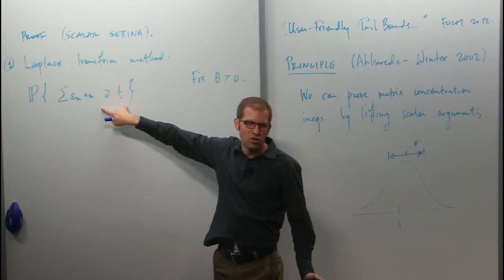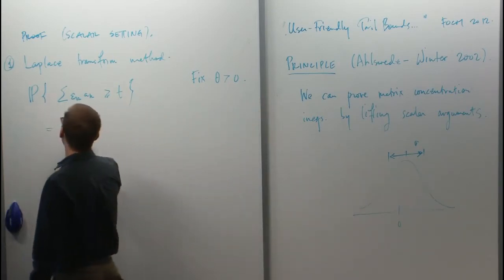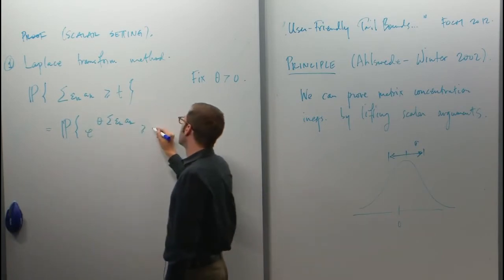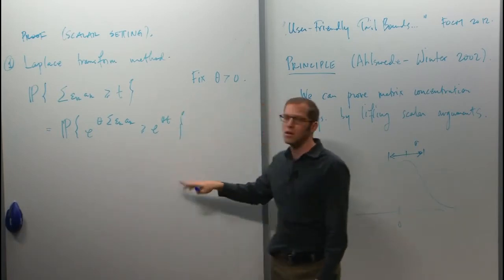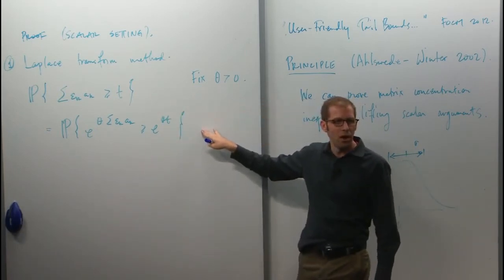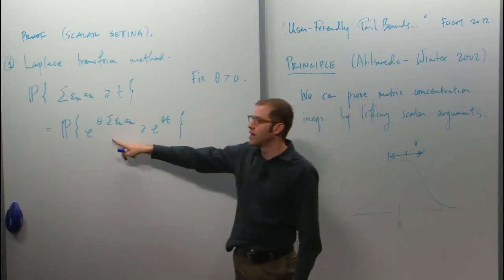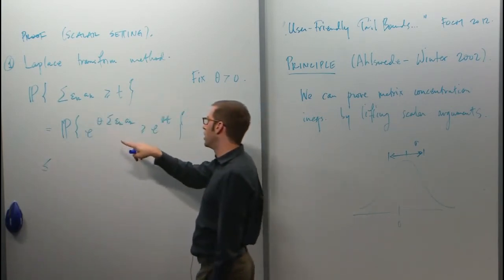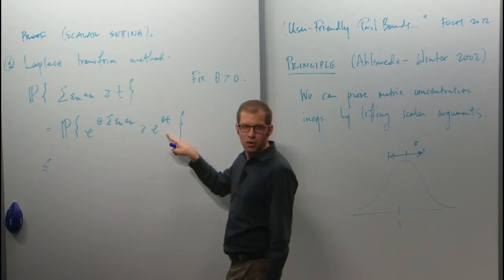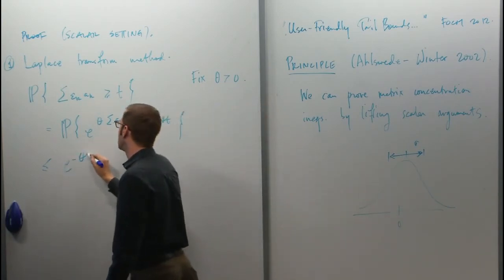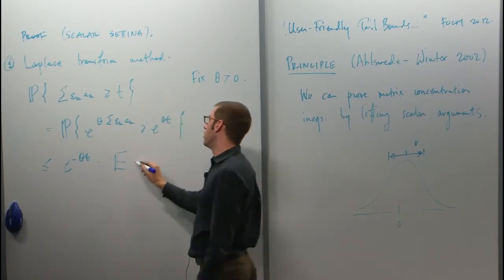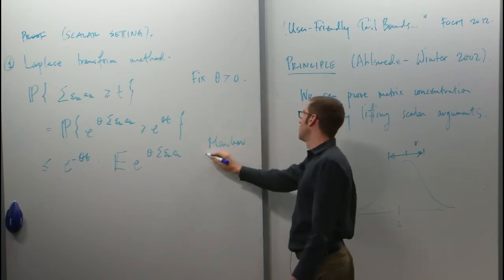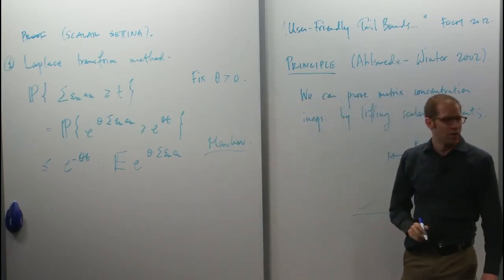The exponential is monotone, so it doesn't change the event. So this is equal to the probability that the exponential of theta times epsilon k ak is greater than e to the theta t. It's the same event, same probability. Now, we're going to apply Markov's inequality to this non-negative random variable. Markov's inequality tells us that the probability is bounded by the reciprocal of the level, so e to the minus theta t, times the expectation of the random variable. Okay, so that's step one.